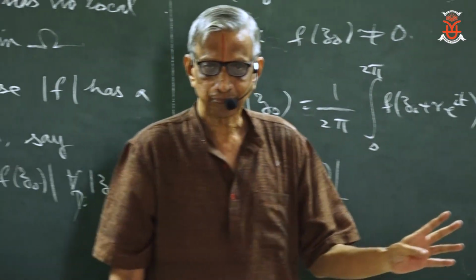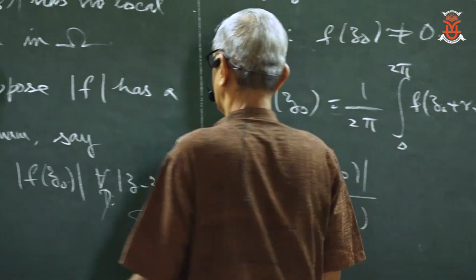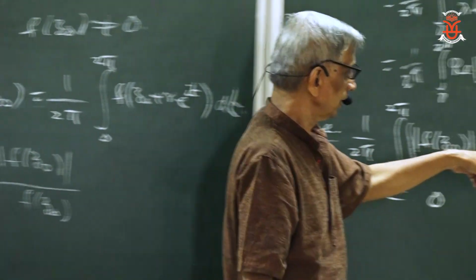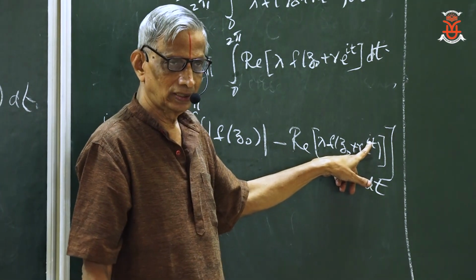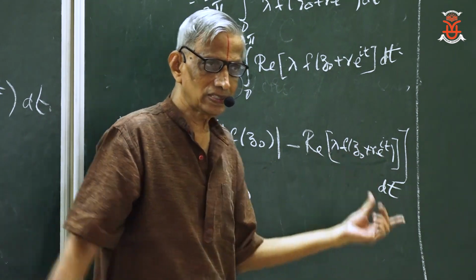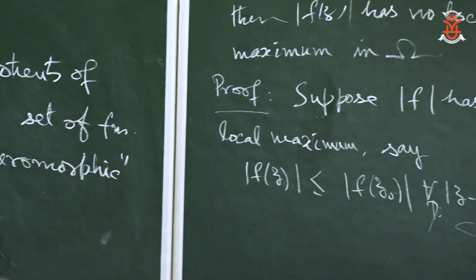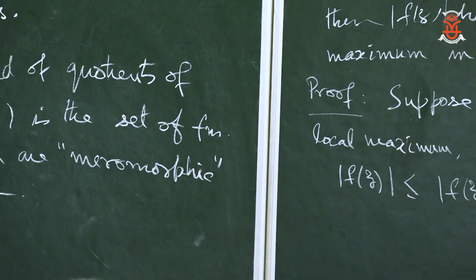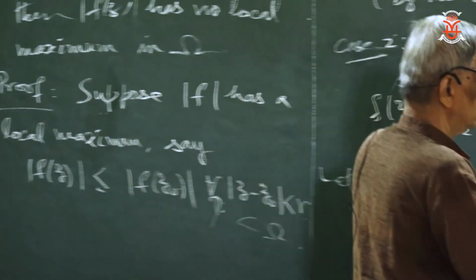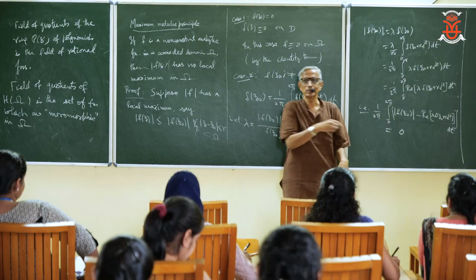So anyway, in any case, therefore, remember this is your z, z naught plus r e^(it), right? So modulus of f(z) is less than or equal to modulus of f(z naught) by assumption. Which means that this function inside the integral is non-negative. Right? So absolute value of this is less than or equal to this. So the whole thing is non-negative.